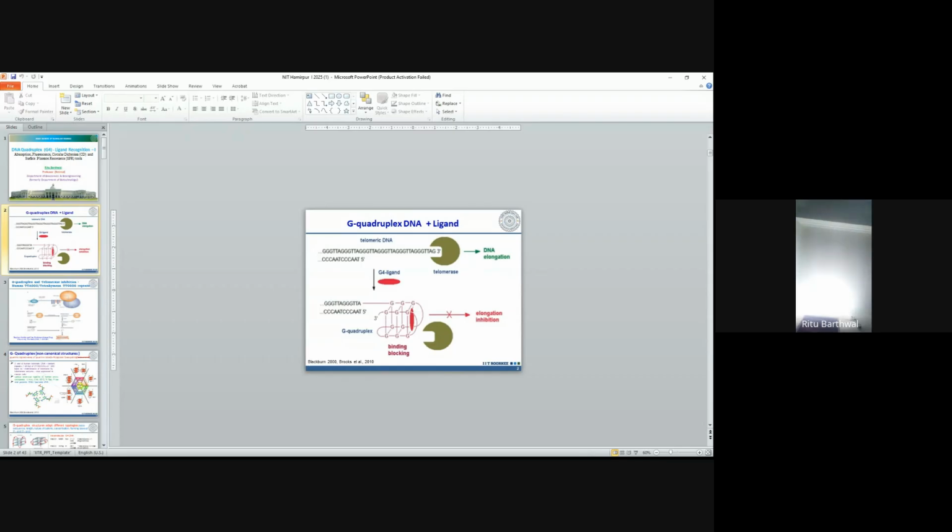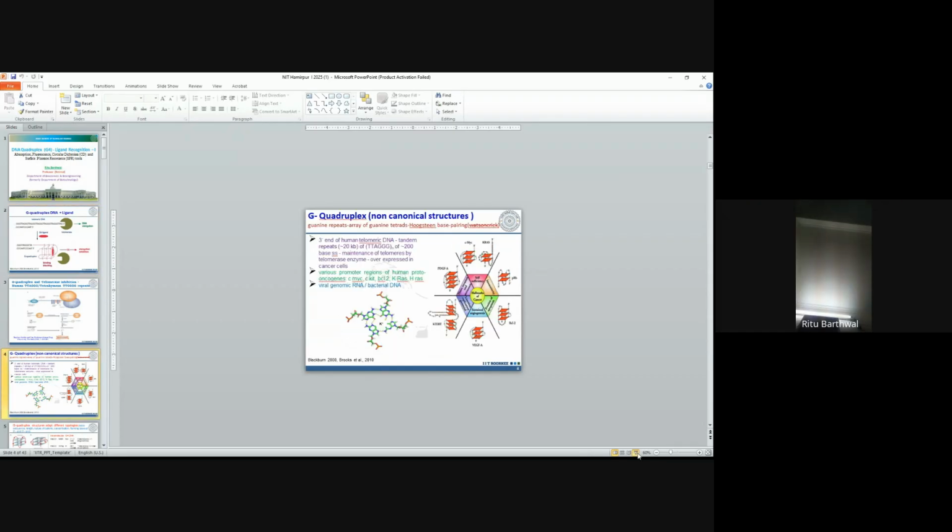Slide number 4. So where did we find it? Originally we found that 200 base single strands are there, and this maintains the telomeres by the telomerase enzyme, which is overexpressed in cancer cells. In slide 4, you can see it was found that there are many promoter regions of human proto-oncogenes in which it is found. A very typical one that you know of may be c-MYC, c-KIT, BCL2, KRAS, HRAS, which are present in breast cancer, lung cancer, intestinal cancer, and cervical cancer.